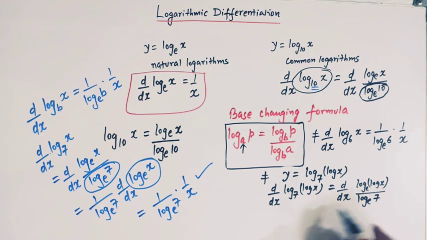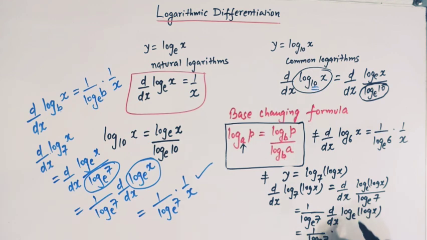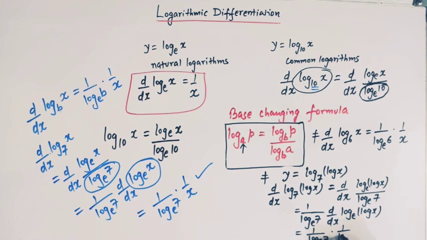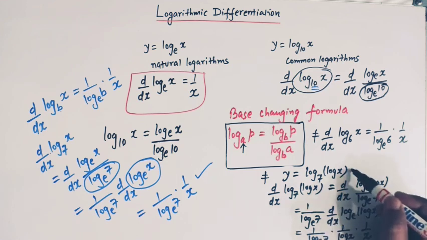Now this is a constant, so taking log 7 to the base e outside, we have 1 over log 7 to the base e, and the derivative of log x. Because we know that the derivative of log x is 1 over x, this is simply 1 over log x, and then by chain rule the derivative of log x is 1 over x. So this is the required derivative of this function.